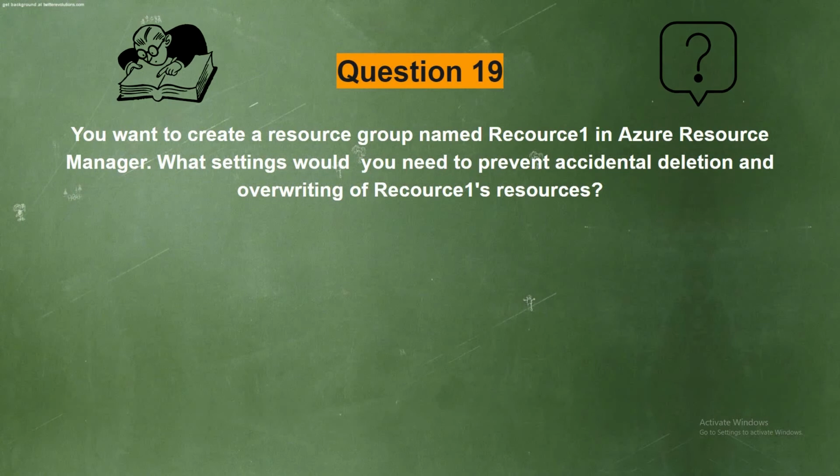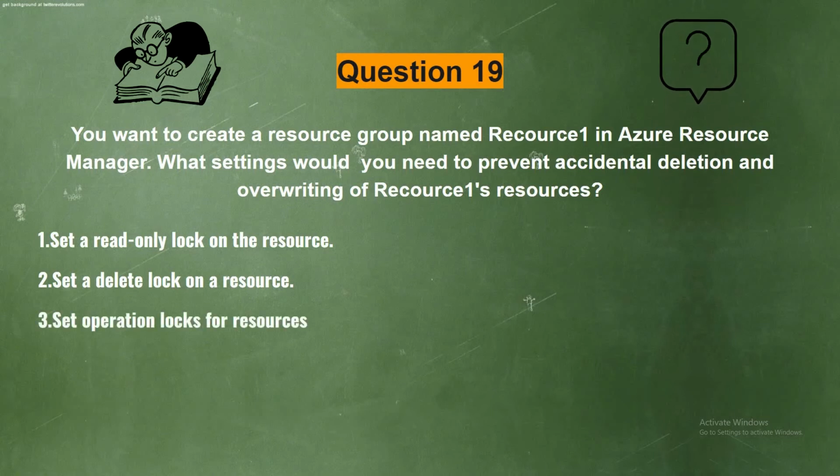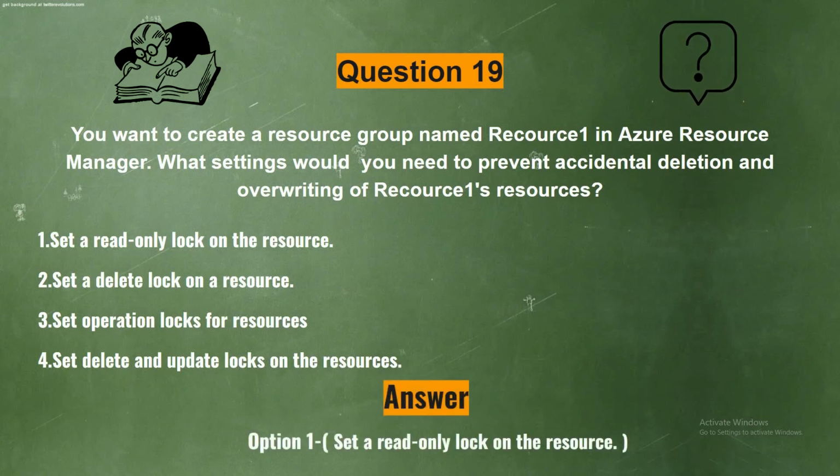Question 19. You want to create a resource group named Resource 1 in Azure Resource Manager. What settings would you need to prevent accidental deletion and overwriting of Resource 1's resources? And the options are Option 1, set a read-only lock on the resource. Option 2, set a delete lock on the resource. Option 3, set operation locks for resources. And Option 4, set delete and update locks on the resources. And the answer is Option 1.